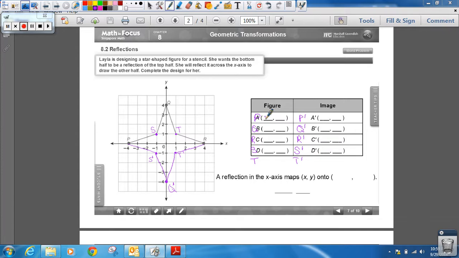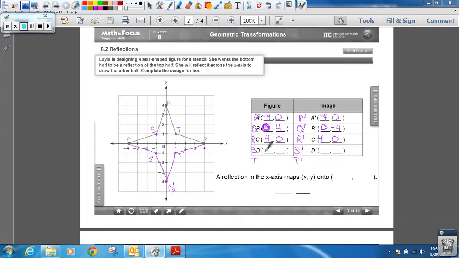So P was originally at -4, 0. Since it was laid on the line of reflection, it stays the exact same location, -4, 0. Q was up above it at 0, 4. Q prime then is at 0, -4. R was at 4, 0. R prime, because it was on the line of reflection, remains the same at 4, 0.